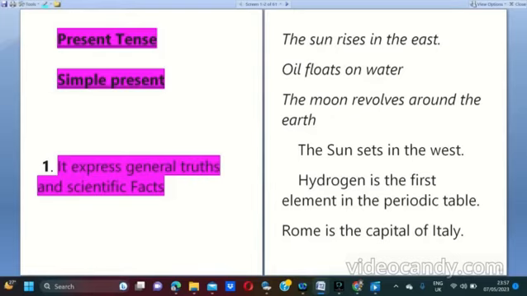First, we see simple present. Here, simple present talks about present actions. Here, we can know different uses of simple present. First one, it expresses general truths and scientific facts. Simple present talks about general truths and scientific facts.